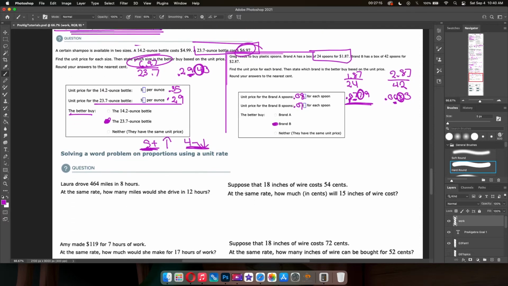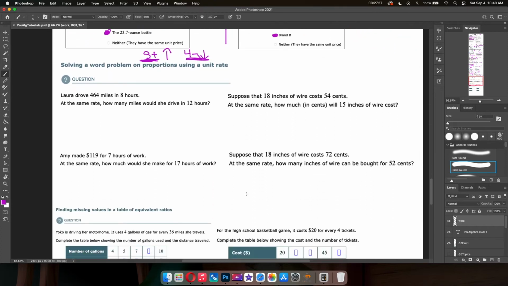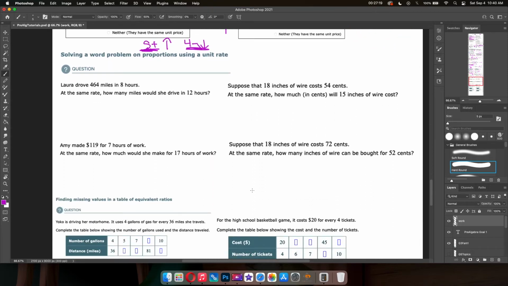Now, we're starting to close out towards the end of this particular group of topics. We got a couple more left. Let's see here. Solving a word problem on proportions using a unit rate. And this is where we finally start setting up some proportions here. You'll notice 464 miles in 8 hours. I can write that as a fraction. First number goes on top, so 464 in 8 hours.